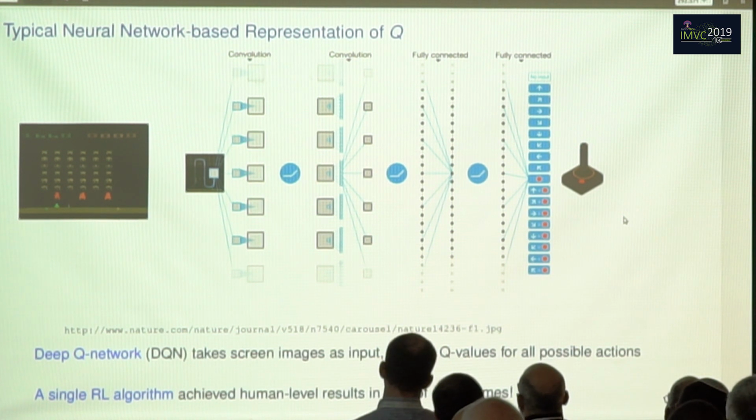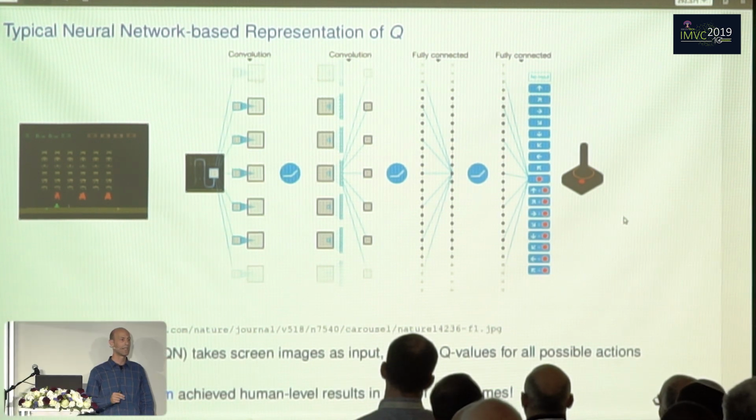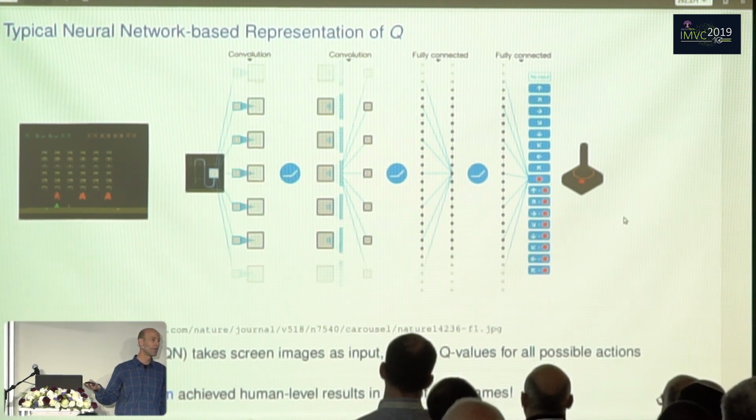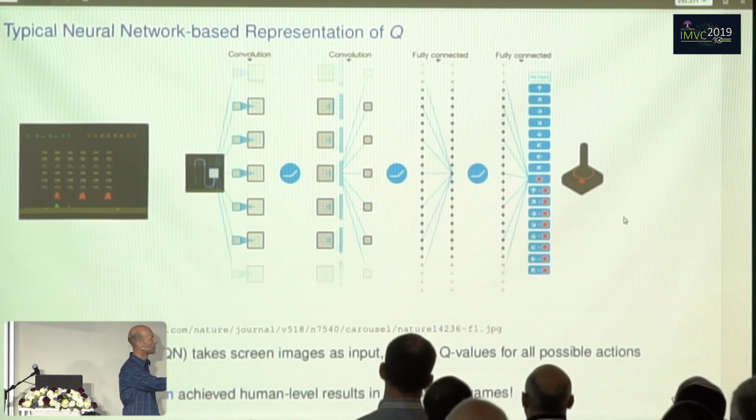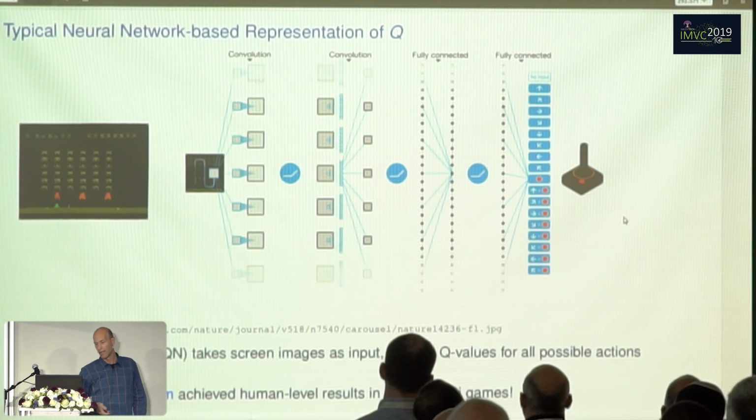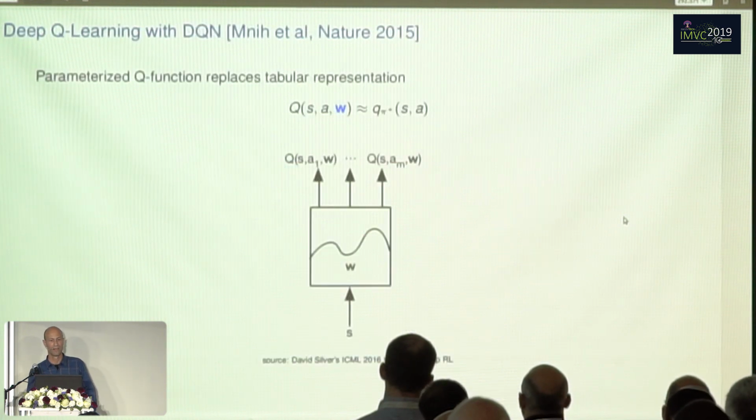And the most remarkable thing about DQN is that this was the first time a single RL algorithm achieved human-level results in tens of unrelated games. The only thing common between them is the input format, the screen pixels, and the output format, which is the joystick actions. And that was the first time an RL algorithm was able to transfer between different problems.